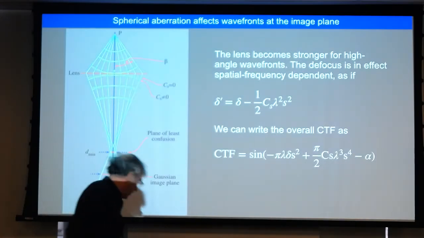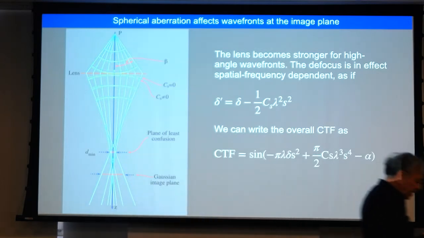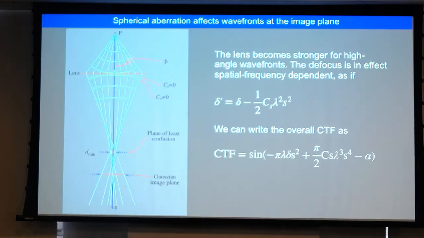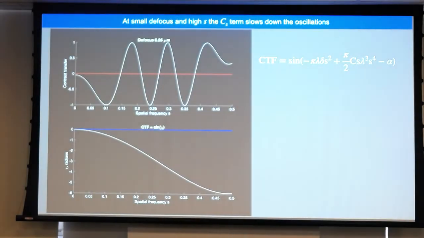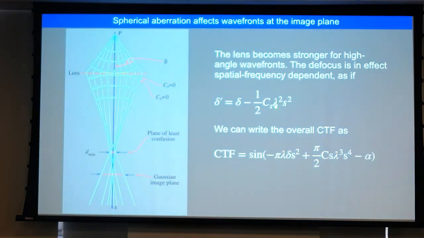Okay, so the fact that it's as if the lens's focus changes with the angle of the ray, and therefore the spatial frequency S. And so it's as if the focus changes in this way. Cs is the spherical aberration coefficient. Lambda, of course, is the electron wavelength, and S is the spatial frequency. And so the overall CTF begins to look like this.